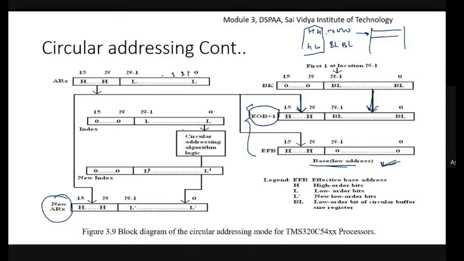In between, we are performing the circular addressing logic. How to calculate the end of the buffer and the effective base address of the buffer? The effective base address is nothing but the start address of the buffer. Here, for the effective base address, whatever the higher order word of the ARX register is will be copied directly to that base address. And for the end of the buffer, the same H content is copied.